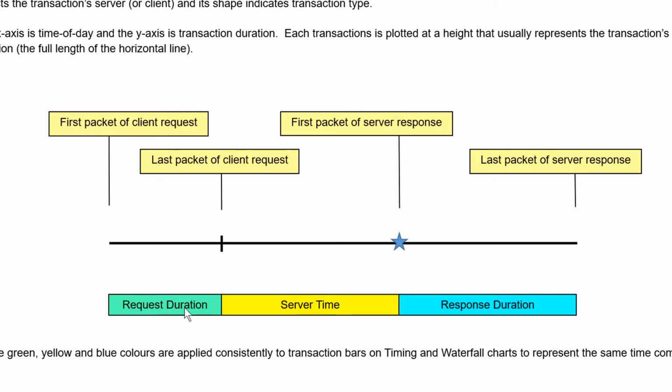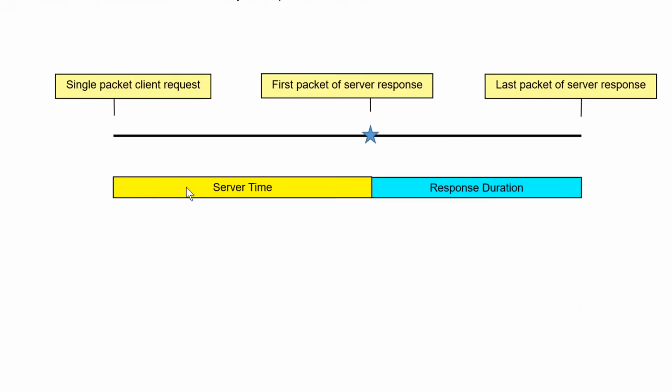And I've drawn these descriptions down below with colours. So NetData uses green for requests, yellow for server time, blue for response duration. Now if it's a single packet client request, which is pretty common, the first part of the line will be server time, and the second half, if any, will be the response duration. We can tell if the time is being consumed by the server thinking about things, or is it consumed by delivering large amounts of data across the network.